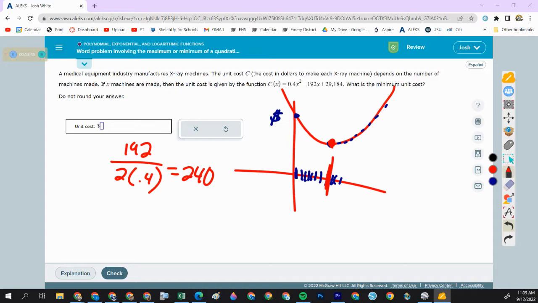So what is the price per machine at that point? Plug that number in. So 0.4 times 240 squared minus 192 times 240 plus 29,184, and I get $6,144. So that point right there is 240, 6144.